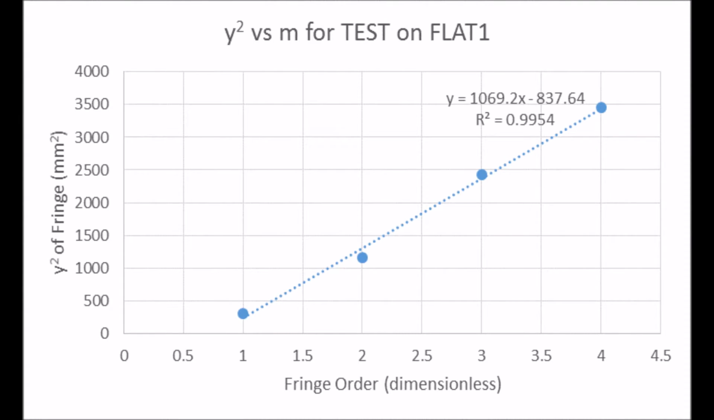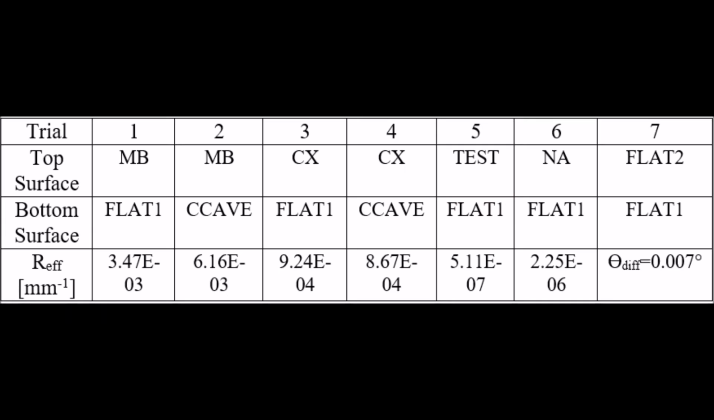As an example, we give the picture from one of our trials where we use two elements denoted test and flat. We measure the fringe radius y for fringe order m and make a plot of y squared versus m for each trial. Using our derivation from earlier, the slope of the trend line for this graph should be equal to lambda over R effective. The results for all 7 trials are shown below.